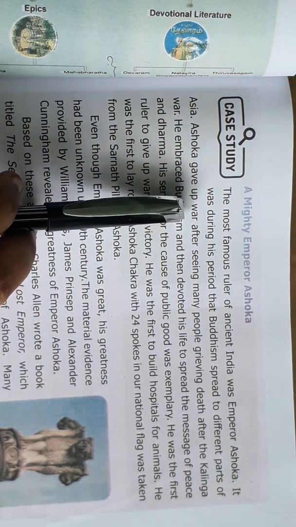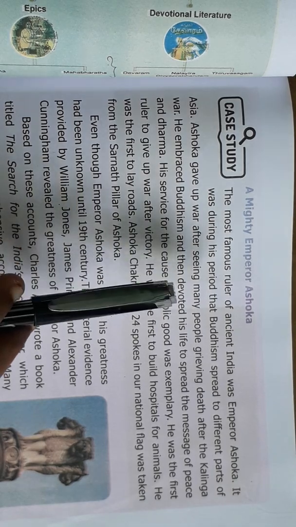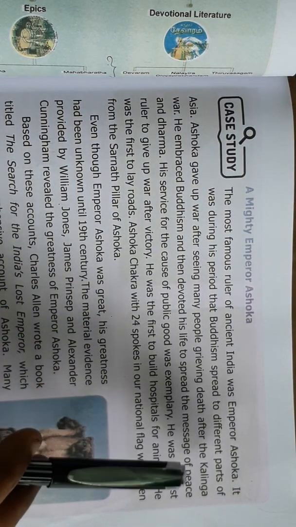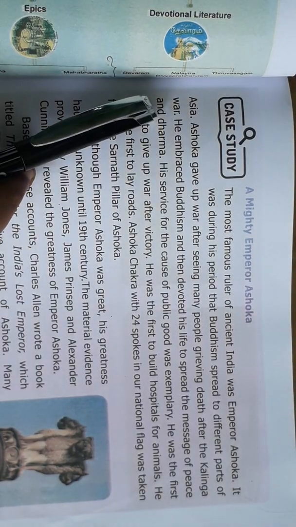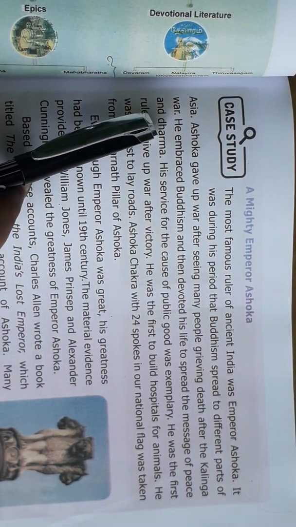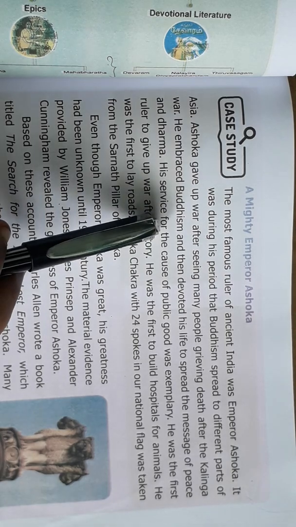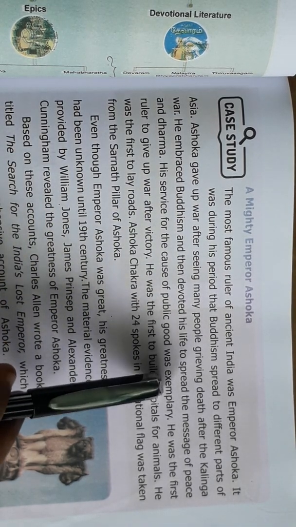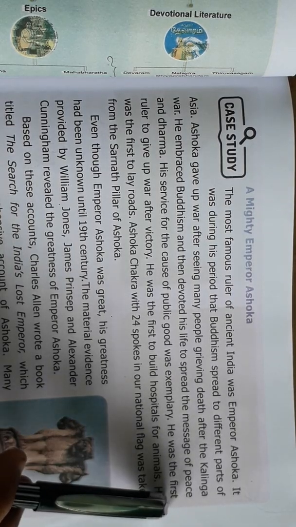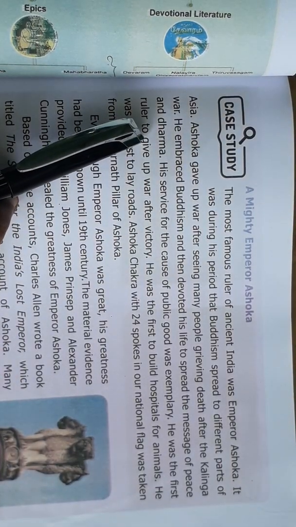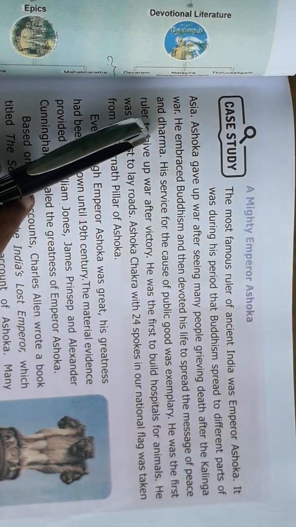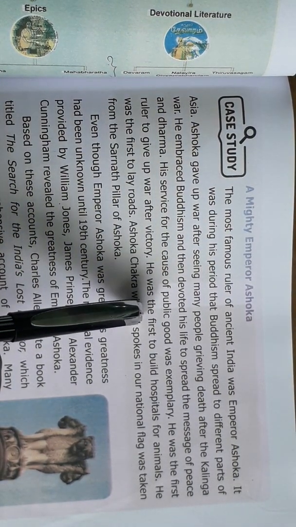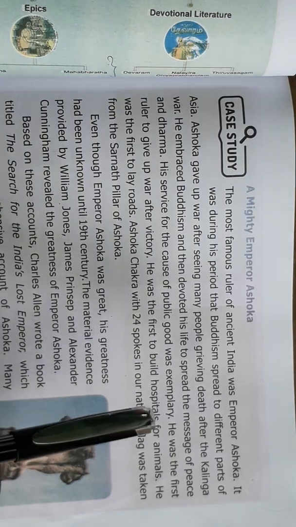Ashoka gave up war after seeing many people grieving death after the Kalinga war. He embraced Buddhism and then devoted his life to spreading the message of peace and dharma. His service for the cause of public good was exemplary.